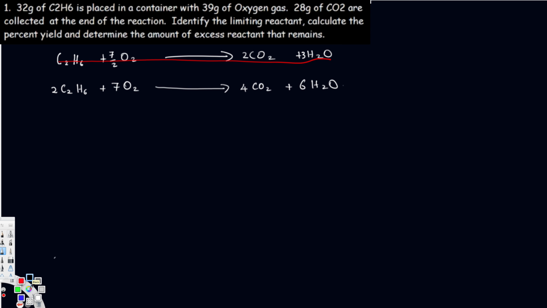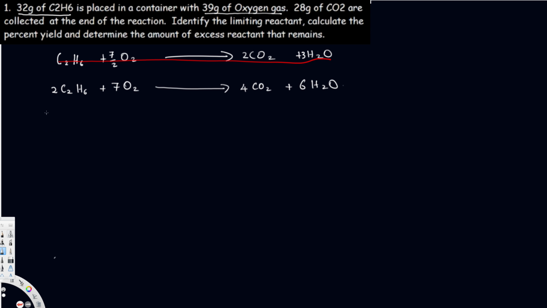Let's do the first question. The first question is asking to identify the limiting reactant, and here they have given 32 grams of C2H6 and 39 grams of oxygen gas. In this kind of problem, if they give these grams, the first thing we have to do is convert them into moles. How can we convert them into moles? We simply divide by the molar mass.